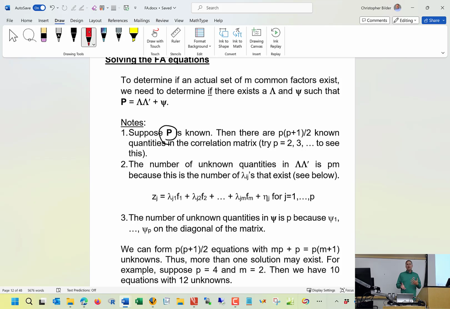Notice I'm using a little p there. And that little p is always what we use to represent how many original variables we have. Now you might be wondering, well, how does this come about? Well, let's say that p was equal to 2. That means we have 2 times 2 plus 1 divided by 2, which is equal to 3 different known quantities. And if we actually write out that correlation matrix, this is what we have.